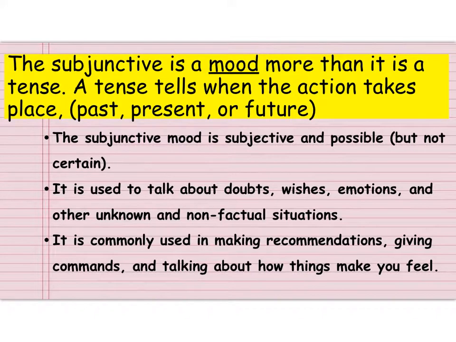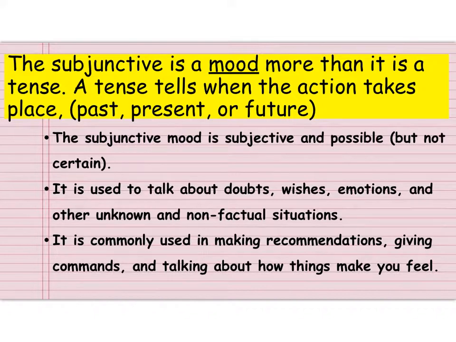The subjunctive, it's important that we understand that it is a mood more than it is a tense. A tense usually tells us when an action takes place, like is it past, is it present, is it future. Understanding that the subjunctive is a mood, you will understand that it can be subjective, that the action is possible but not certain, not guaranteed. We use it when we talk about doubts, wishes, emotions, and anything that we're not entirely sure of. It is something that we use commonly when we're making recommendations, when we're giving commands, and when we're talking about how something makes us feel.